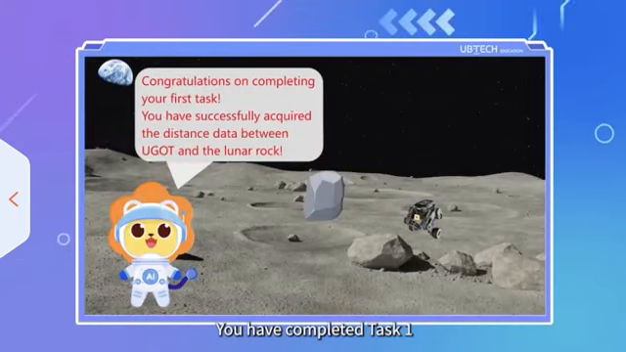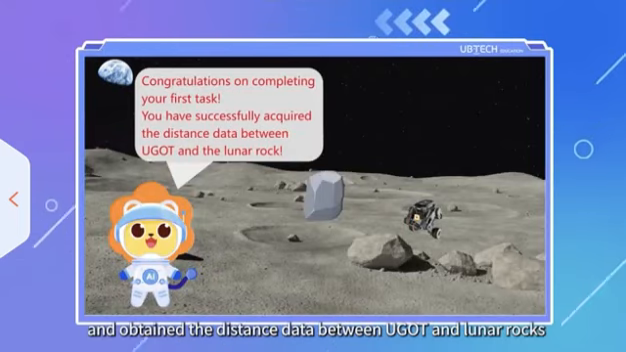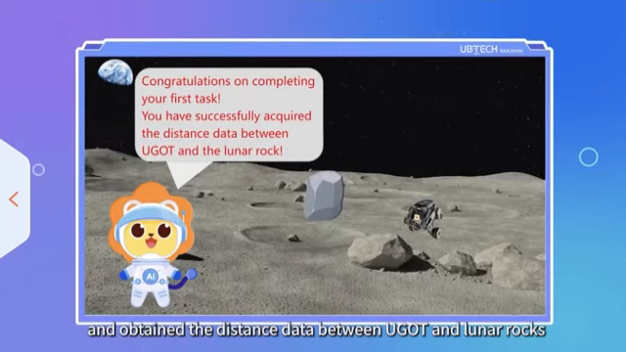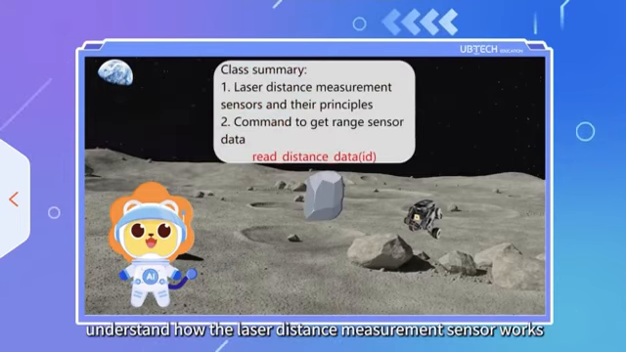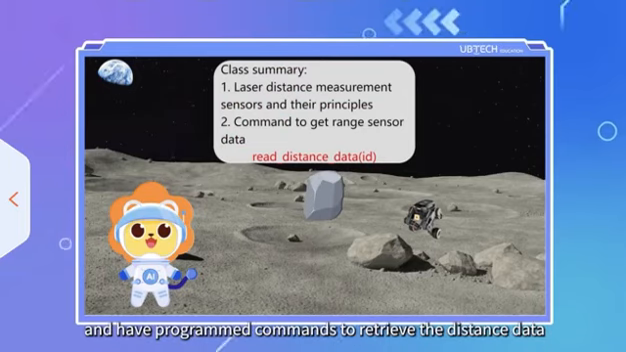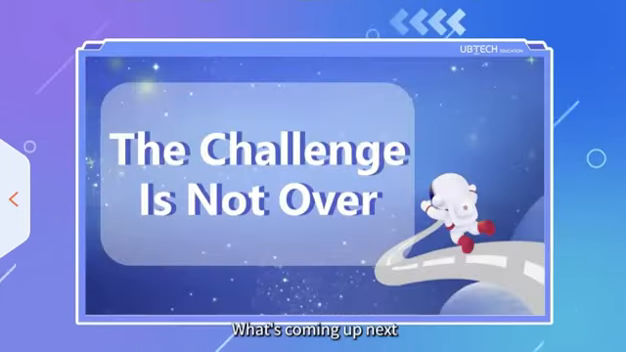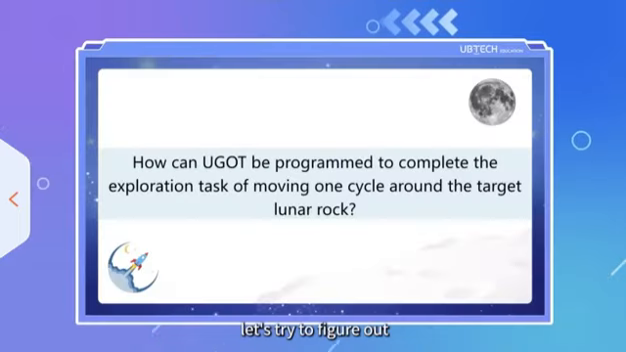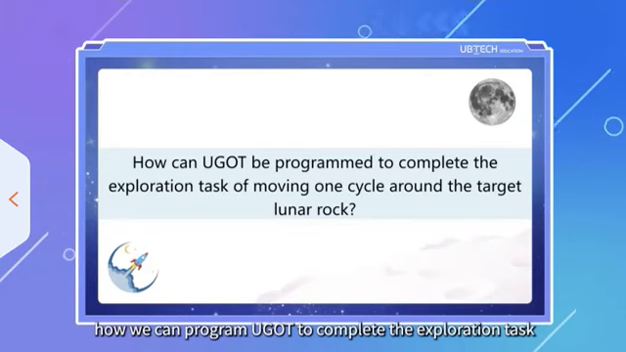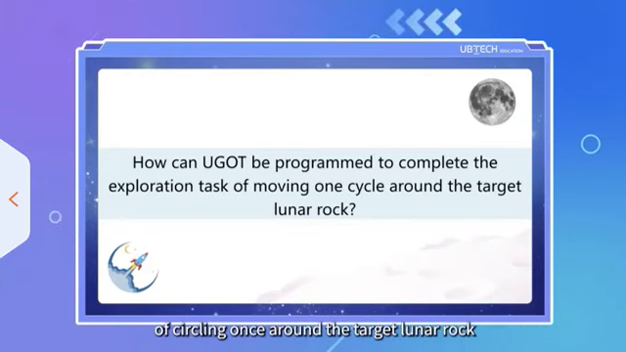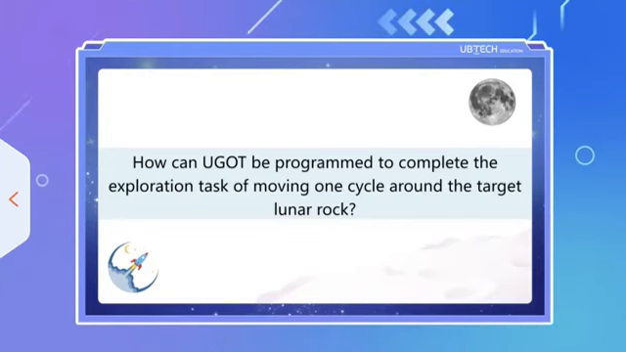Congratulations! You have completed Task 1 and obtained the distance data between uGot and lunar rocks. We now understand how the laser distance measurement sensor works and have programmed commands to retrieve the distance data. What's coming up next? Now, let's try to figure out how we can program uGot to complete the exploration task of circling once around the target lunar rock.